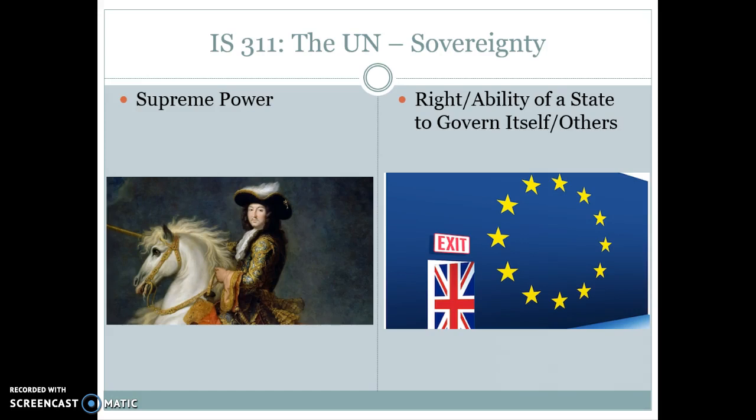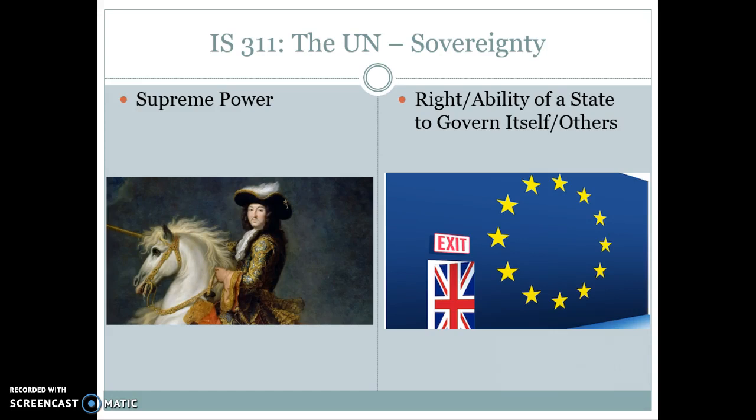So he had supreme power. The concept eventually is going to shift to states in the modern era. So the other definition of sovereignty is the right or ability of a state to govern itself or others. In this case, you're not talking about a sovereign ruler, but a sovereign state. And what I mean by the ability of a state to govern itself and others is when a country might have possession of another land, so it's governing an other, so it could be sovereign over that territory.